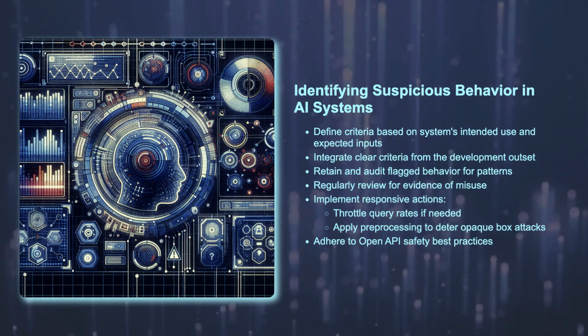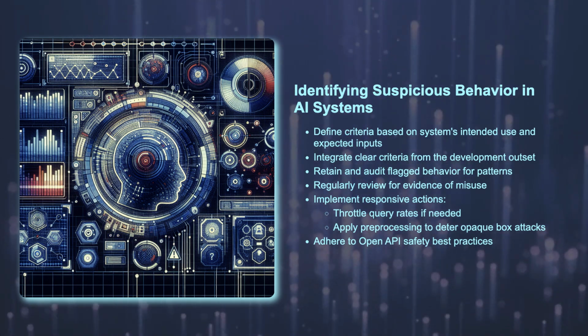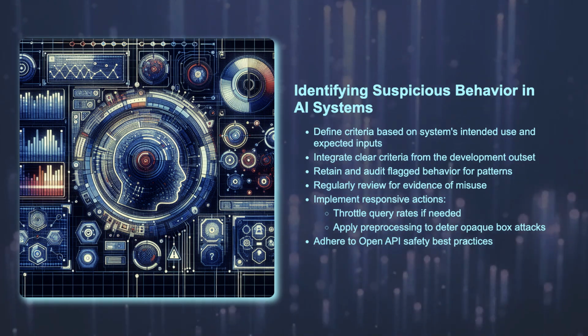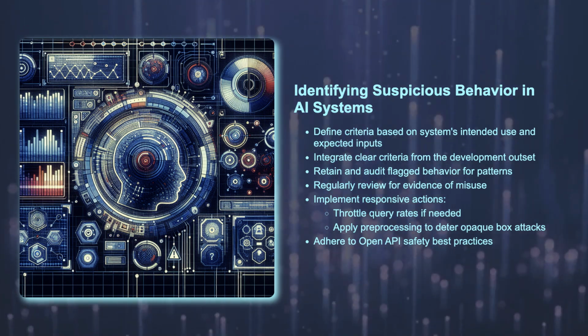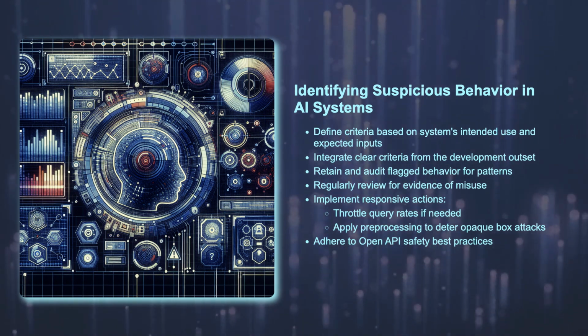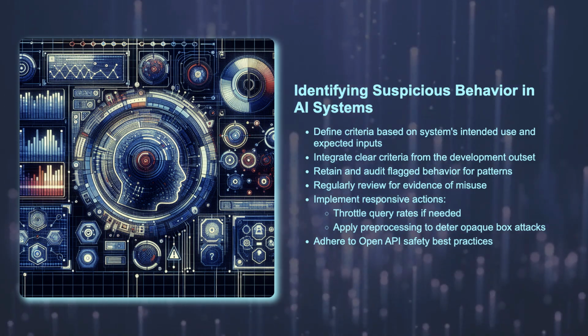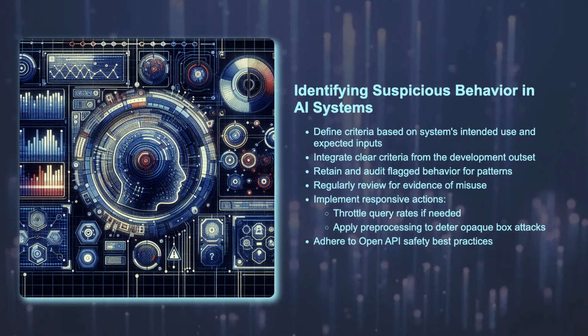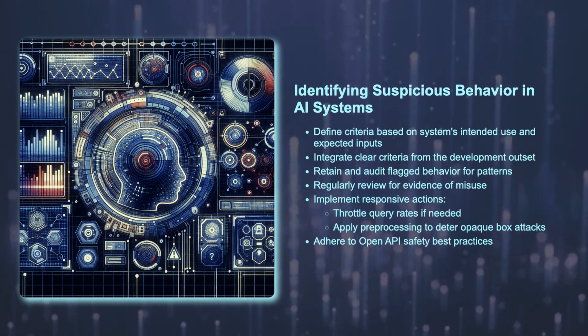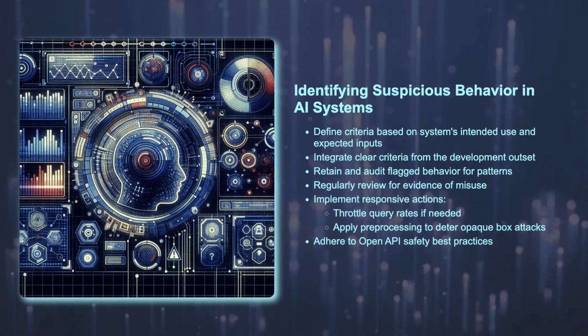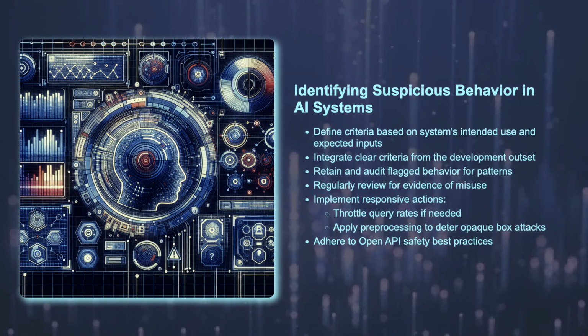The actions your system takes in response to detecting unusual behavior will vary. Common responses may include limiting, or throttling, the rate of queries that can be sent to your model and implementing appropriate preprocessing to heighten the threshold for an adversarial user developing an opaque box attack. Open API safety best practices.